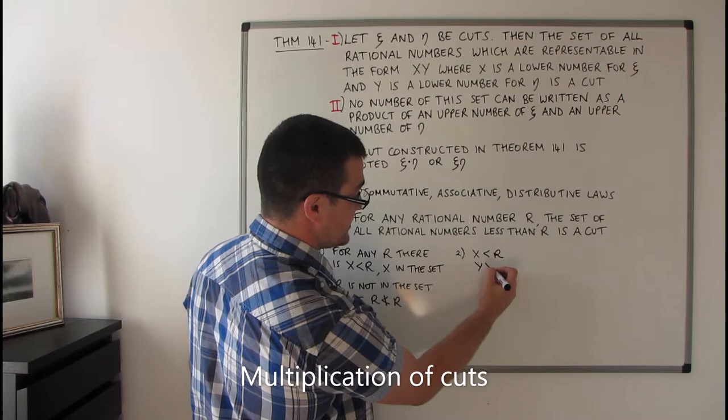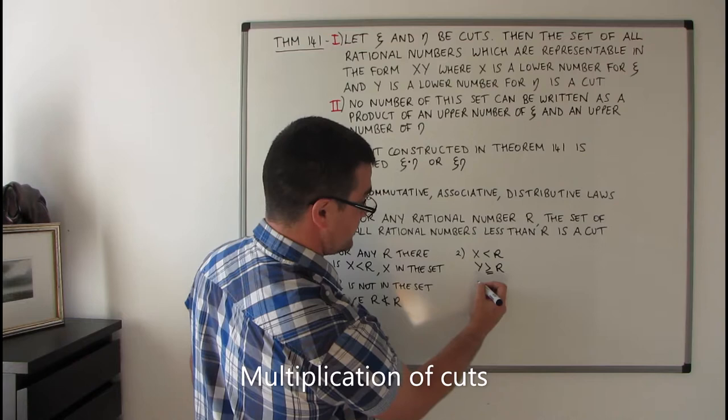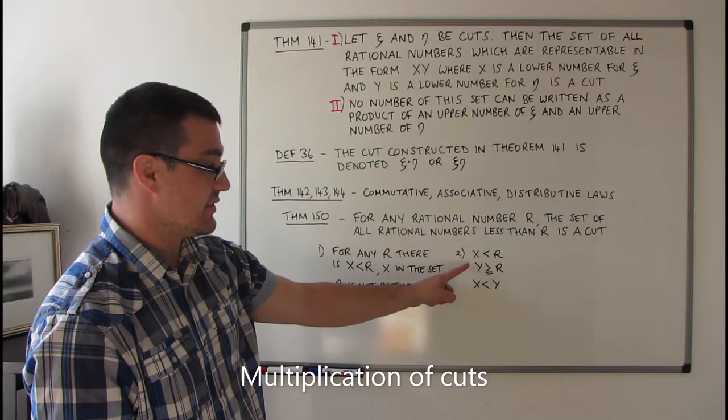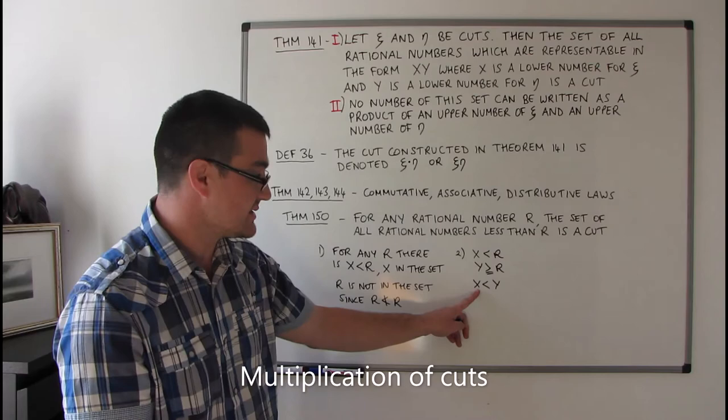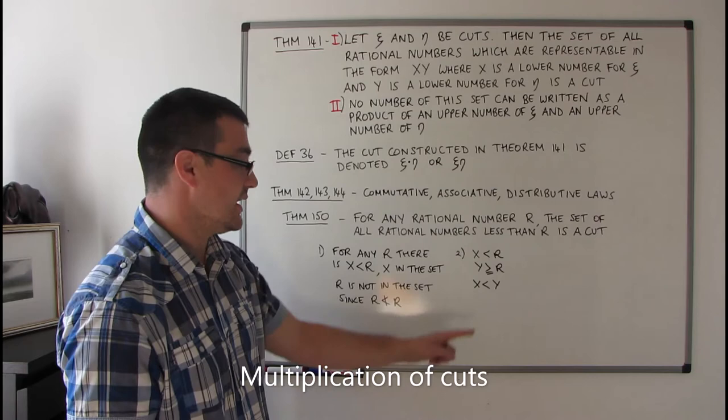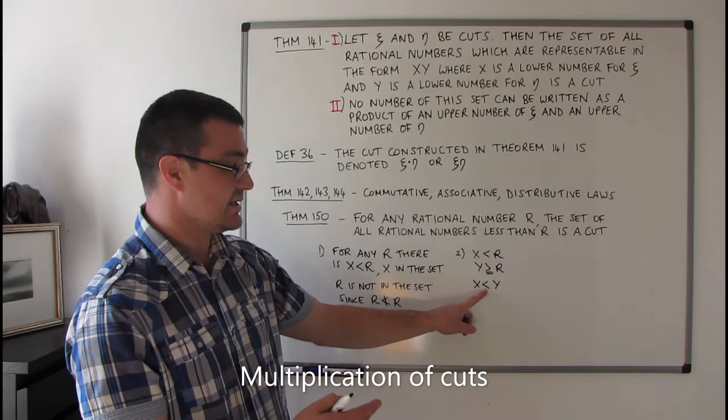And therefore, x is less than y. So since these were arbitrarily chosen, and it's as simple as that, by the way, then we can say that any arbitrarily chosen number that is less than r is definitely less than any arbitrarily chosen number that is greater than or equal to r, and therefore any number that is in the set is definitely less than any number that is not in the set. So that's part two.